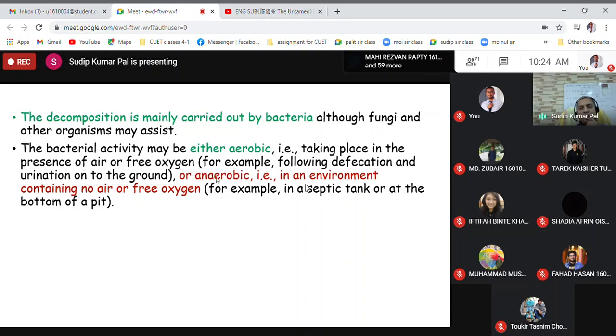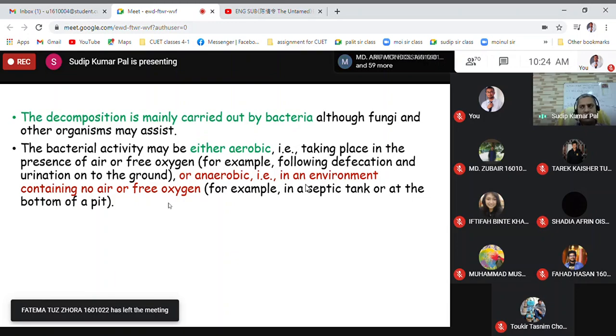And another is called anaerobic, which contains no air or free oxygen. For example, sludge underwater, so that water cannot allow air to go through. This is called anaerobic, like septic sludge at the bottom of the pit. There is no chance air can go there. So in that case, that is called anaerobic.